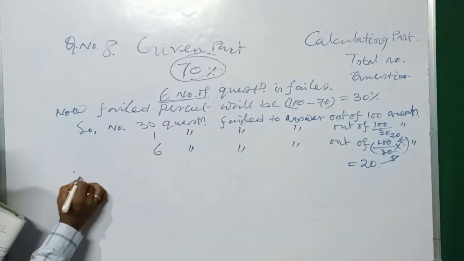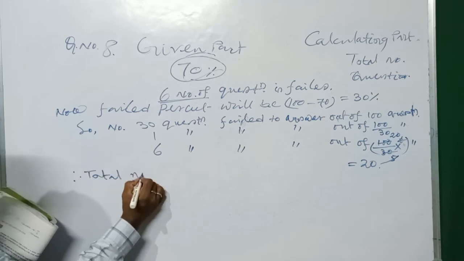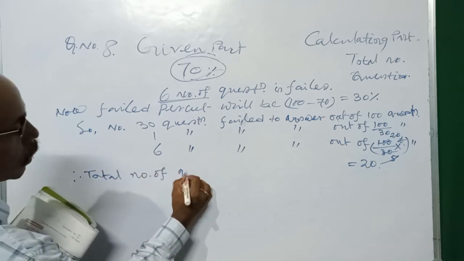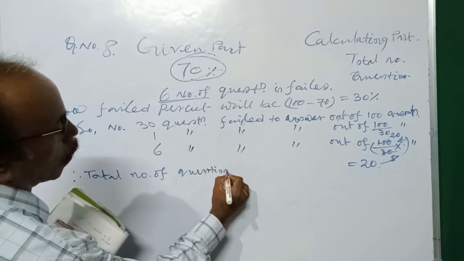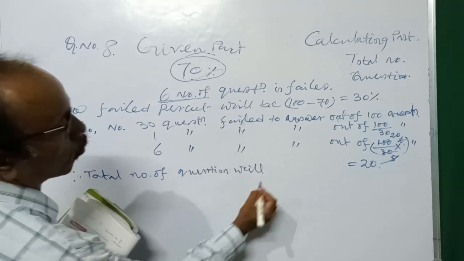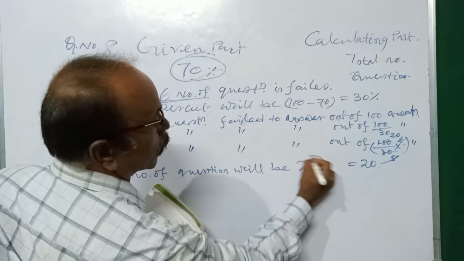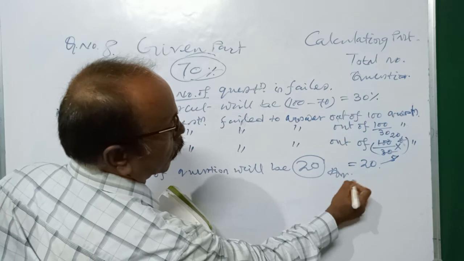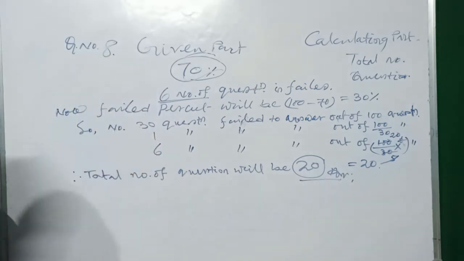Therefore, total number of questions will be 20. This is the required result. Next.